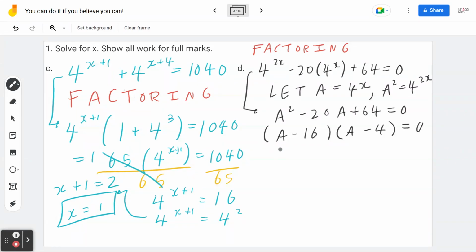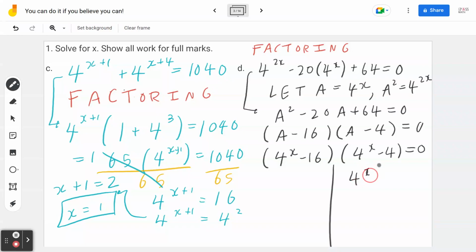So now you go back and you say a is 4 to the power of x minus 16. And again, 4 to the power of x minus 4, just like that. I'm going to draw a line in the middle. I'm going to divide this into 2 different columns. I'm starting with the last one first. 4 to the power of x minus 4 equals 0.